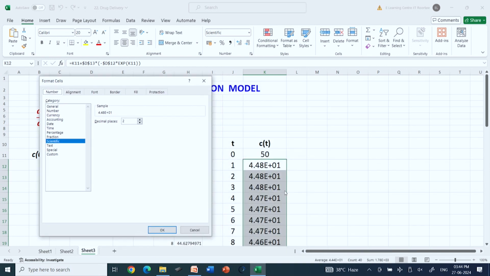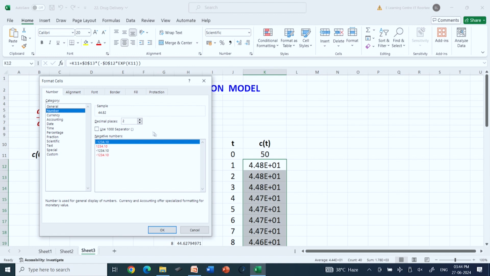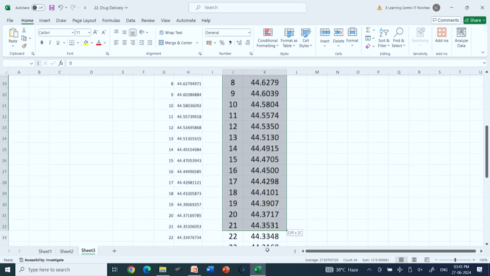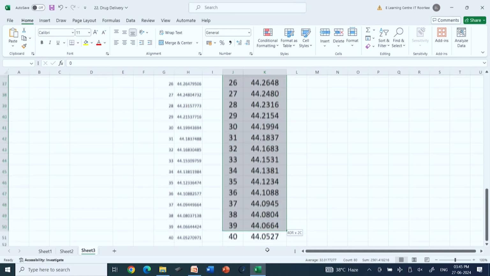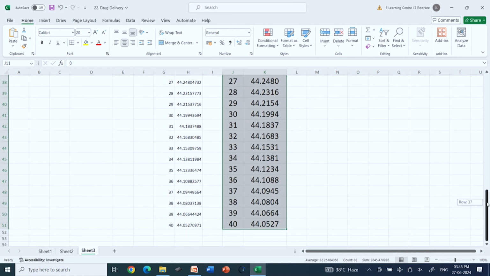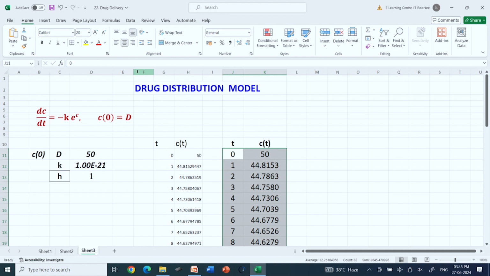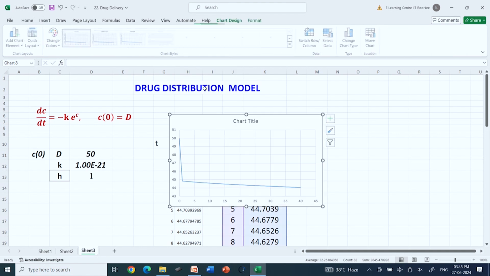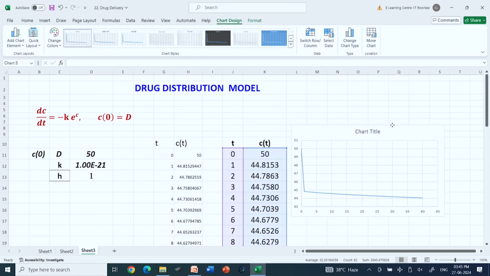So sometimes if it is coming in exponential, you can just go to the number and choose either 2 or 3 or 4 decimal places. So that will give you the decimal values. Now you have to plot this to see the dynamics. So I choose the 40 T and the concentration values, go to insert, go to chart and then click. So this is the graph.